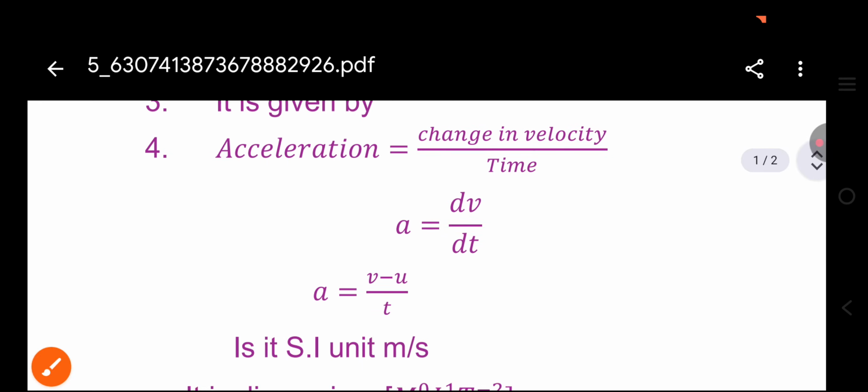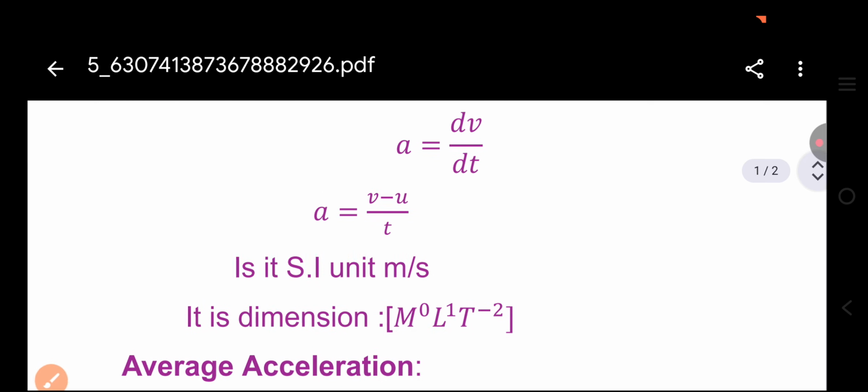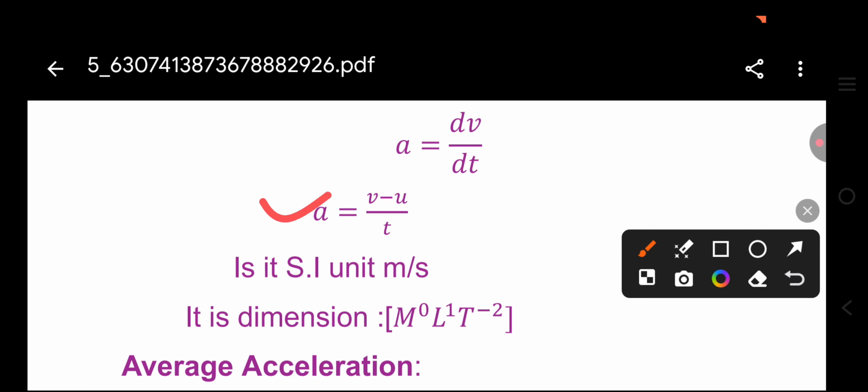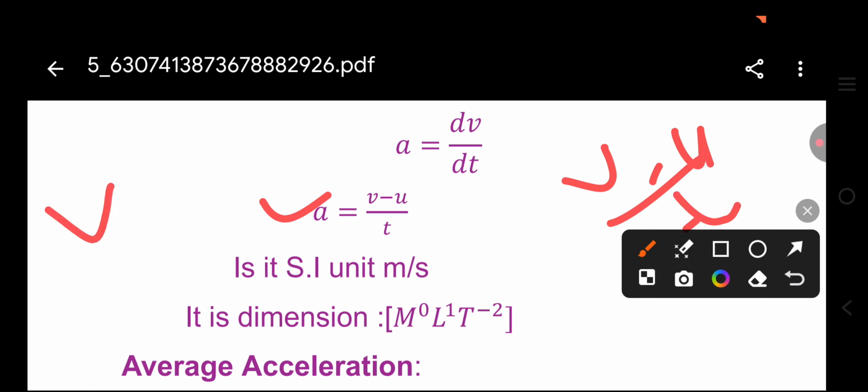Then the acceleration is a equal to v minus u upon t. That is, the v is known as final velocity and u is known as initial velocity. That is, v minus u is known as change in velocity. The change in velocity dv is the difference between the final velocity and initial velocity.